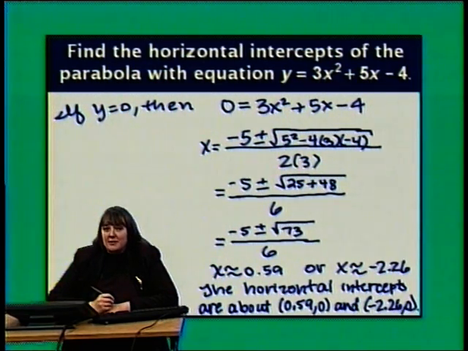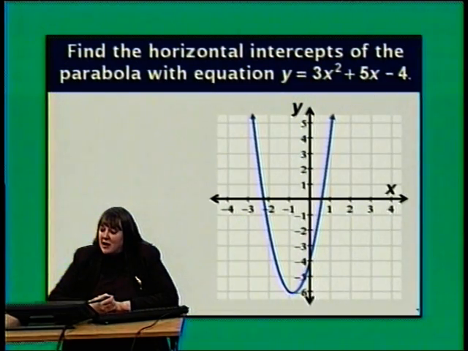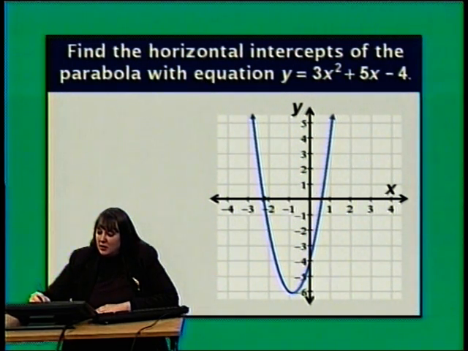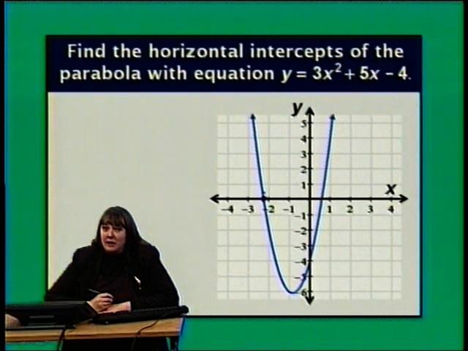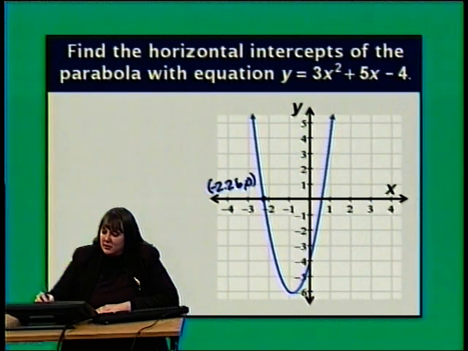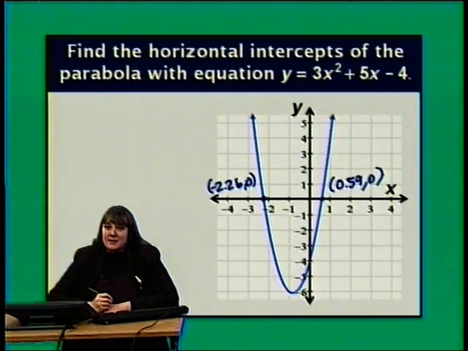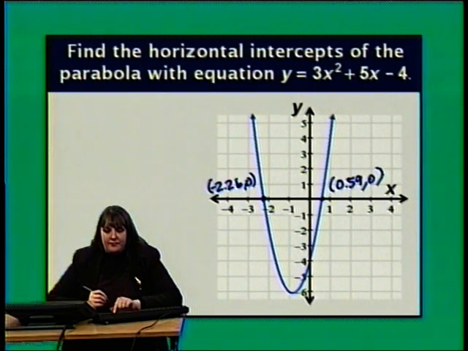Let's look at a graph and see if we can verify these results. So here's a graph of y equals 3x squared plus 5x minus 4. Let's look at our horizontal intercepts. We said one was about negative 2.260. This seems reasonable. And we said the other was about 0.590. This also seems reasonable. So our graph seems to verify our results.